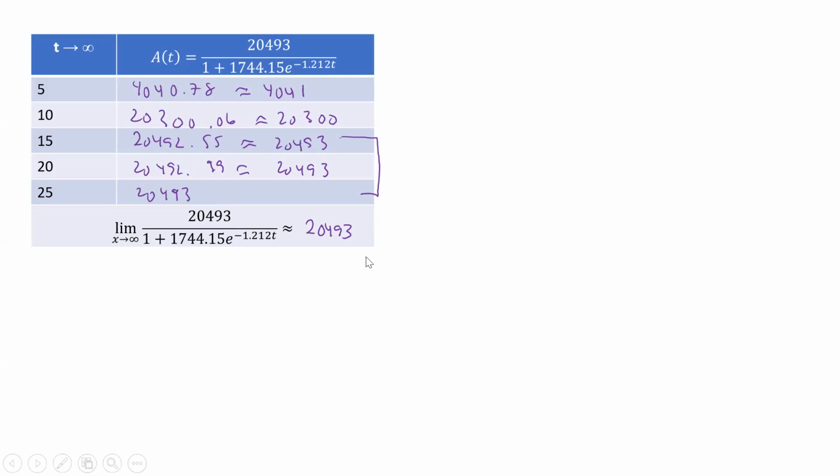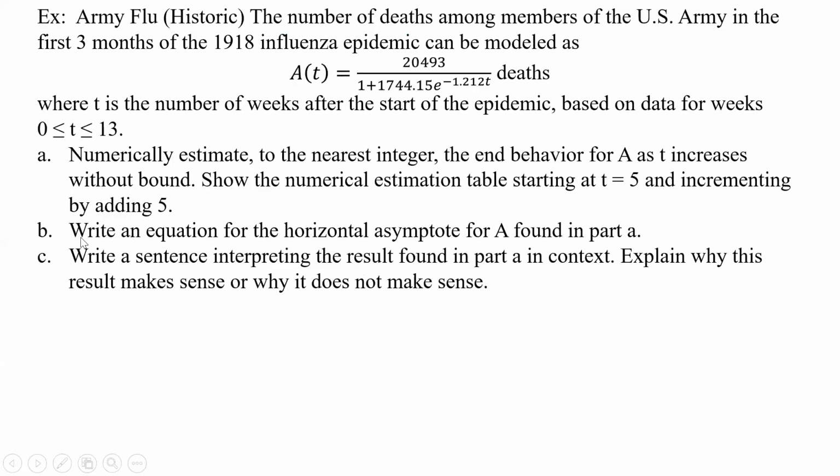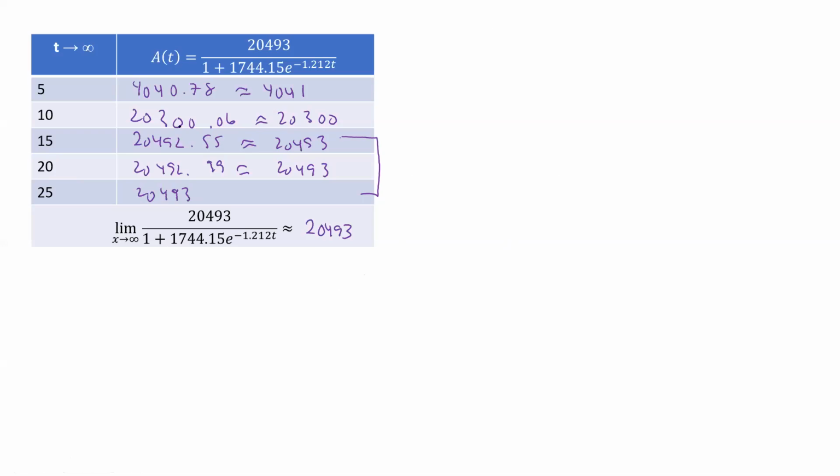All right, so that's the first part. We did the numerically estimating. Now we want to write an equation for the horizontal asymptote for A found in part A. Notice that if we really did the 25 here, it really is not going to be this, it's going to be 0.999. But our calculators aren't good enough to show us all those extra digits, so it automatically rounded it. Our horizontal asymptote means, where are we approaching? Well, we're approaching y equals 20493. That is going to be our horizontal asymptote.